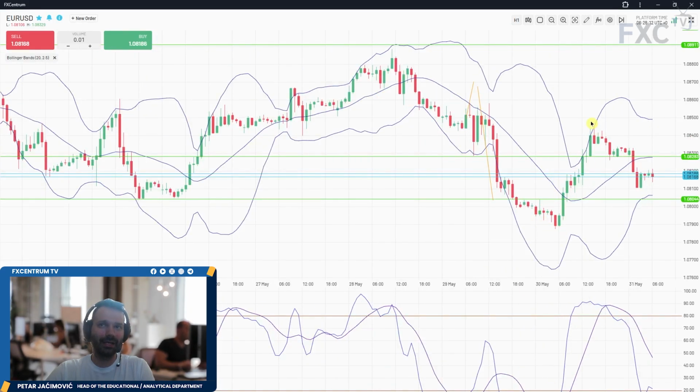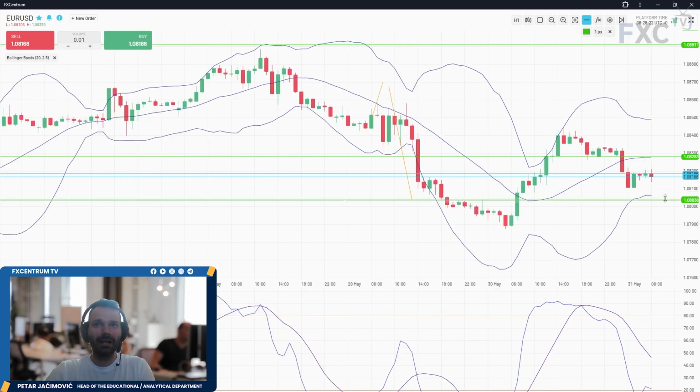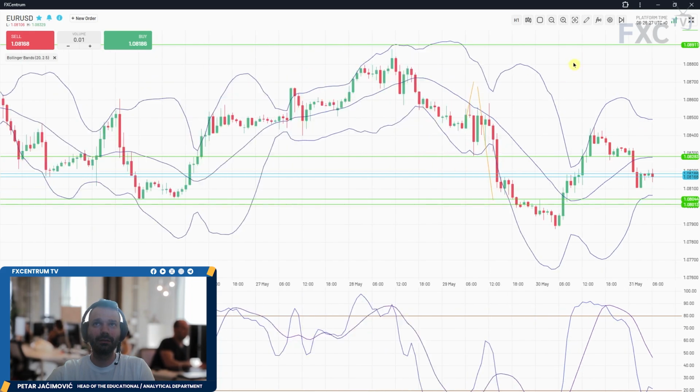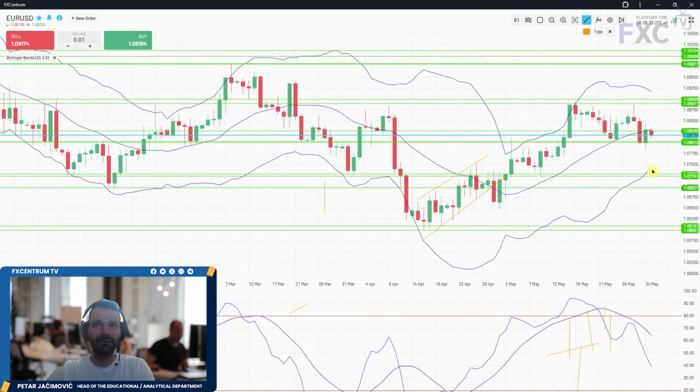Yes, we had a reaction from buyers, but we also had a rejection of the recent swing lows and the upper Bollinger Band, so 2 standard deviation, and now we have a flat Bollinger Band. So I will say for the euro, 1.0800 is a key pivot. If the market can break this and hold below, this can really open the scenario for the downside, maybe even towards 1.0740, 745, which is the lower Bollinger Band in the daily time frame.